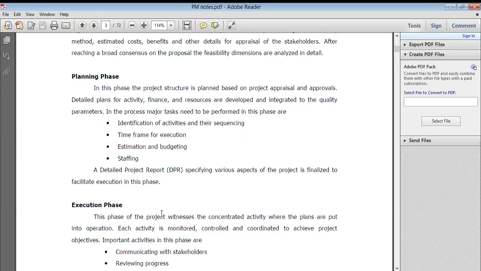And estimations and budget: whatever budget you decided, only within that budget you need to complete your activity. Staffing: yes, a staff team is required to complete that project, and everyone gives ideas, everyone gives training to complete their tasks on those particular timelines. That is the planning phase, right? So a detailed project report specifying various aspects of the project is finalized to facilitate execution in this phase. After the completion of the project, you need to prepare a detailed report on that particular project.